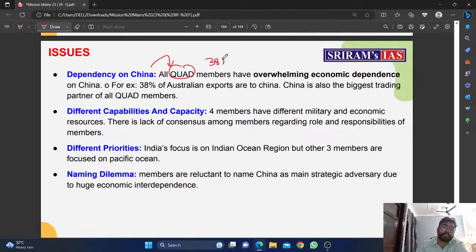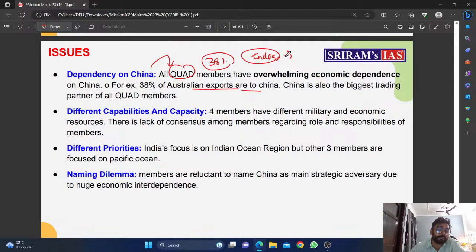Right now, 38% of Australian exports are to China. China is the biggest trading partner of all Quad members. India, you look at India, now what are we not bringing from China? Everything is Chinese.